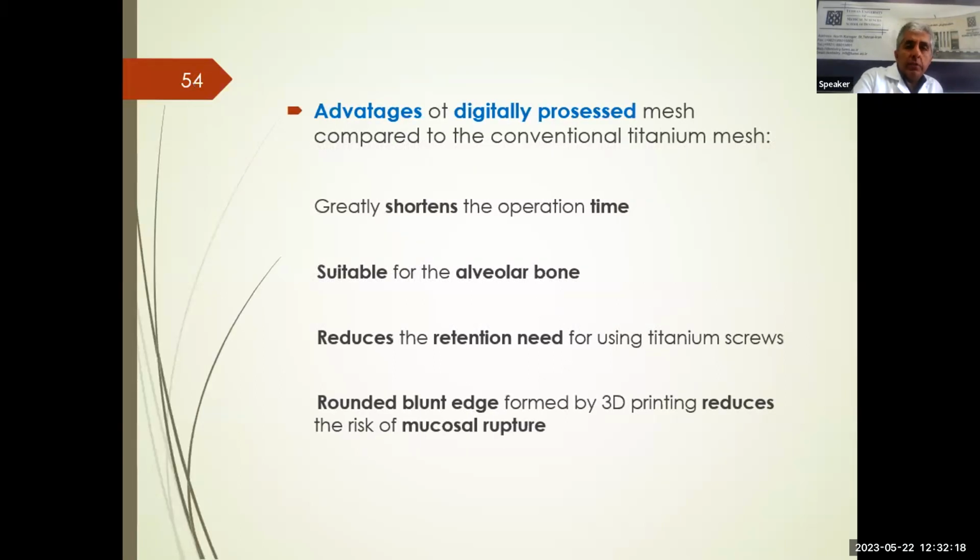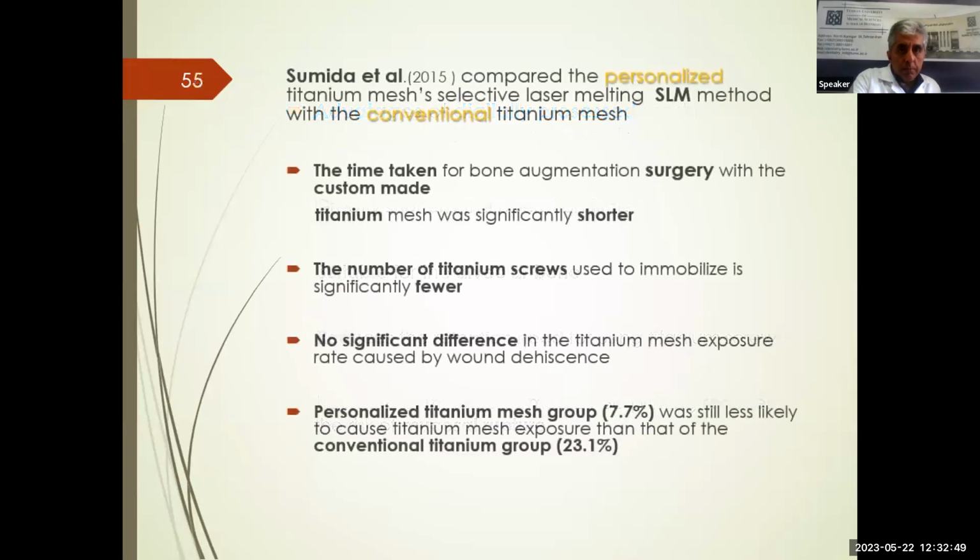Okay, the advantages of the digitally processed mesh are the opposite of the disadvantages of the commercial titanium, as I mentioned previously. It greatly shortens the operation time, is suitable, adjusted, and fixed over the alveolar bone without adjustment, reduces the retention need, and the round, blunt edges formed by 3D printing reduce the risk of mucosal rupture.